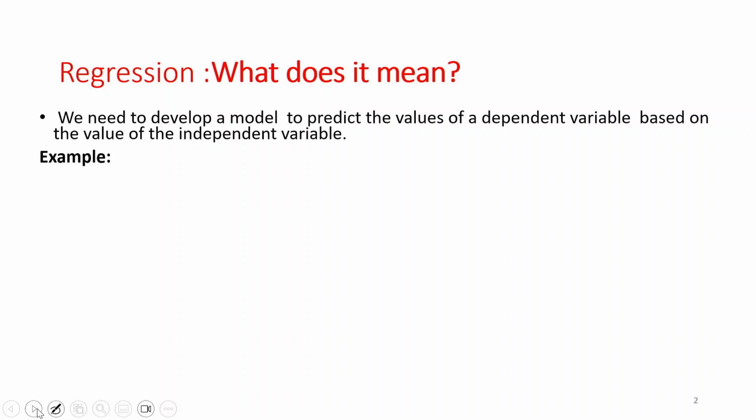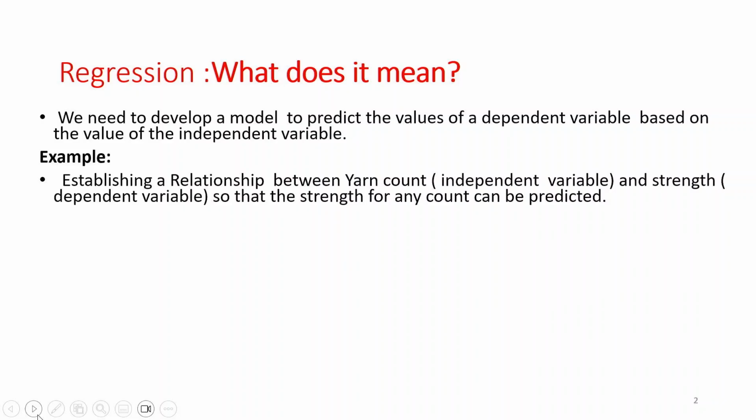Now, an example of this is establishing a relationship between yarn count and strength. So, strength depends upon count of yarn, that is fineness of yarn. Therefore, strength is a dependent variable and the count of yarn is the independent variable.